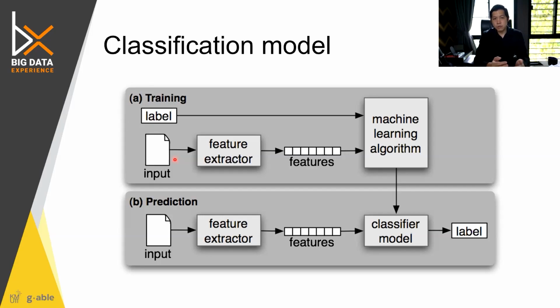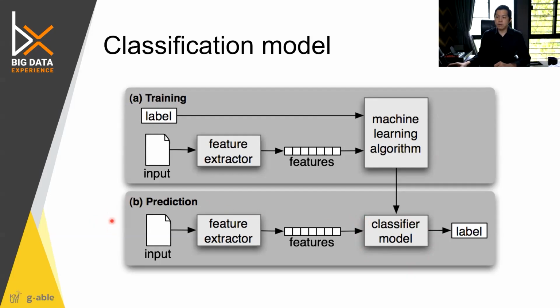That means for each row, you need to have a set of input and a label. This input will be processed, and the meaningful features will be extracted. Then the features and label will be used to train the machine learning algorithm, and the result would be the model that is trained based on the data.